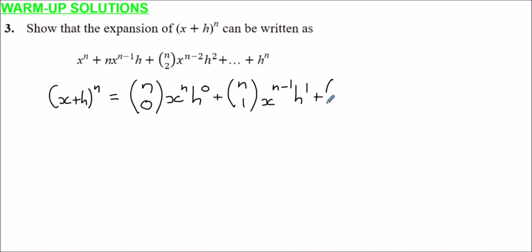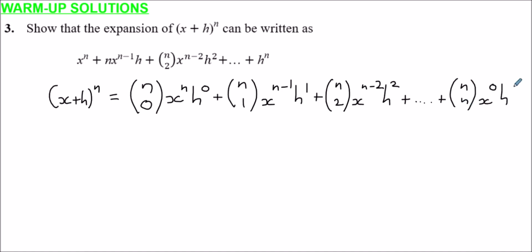Going on, we had n choose 0, n choose 1, now it's going to be n choose 2, x to the power n minus 2, h will increase from 1 to 2, and so on and so forth. Hence these dots, this ellipsis, dot dot dot just means and so on and so forth. So this pattern will keep on carrying on until eventually we get to n choose n. This power of x will decrease all the way down to 0, and the power of h will increase all the way up to n here.